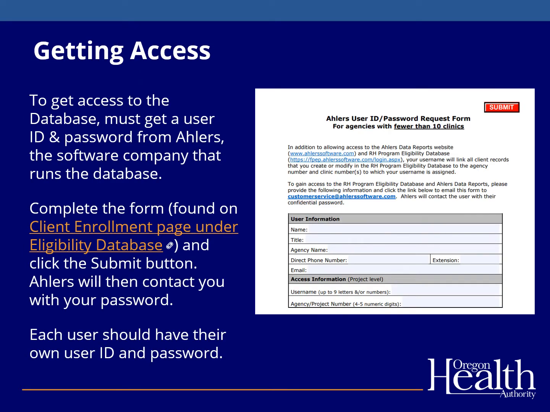To get access to the eligibility database, staff must complete the appropriate Ehlers user ID and password request form. There are two versions of the form, one for agencies with fewer than 10 clinics operating the RH program, and one for agencies with 10 or more clinics operating the RH program. Each of the forms can be found on our client enrollment webpage in the eligibility database section. After completing the form, the user should click the submit button, and then Ehlers will contact the person with their password. It is important that each user have their own user ID and password for troubleshooting and confidentiality purposes.